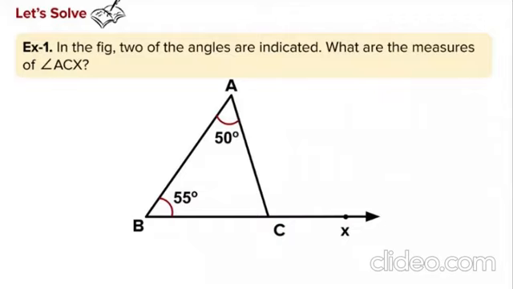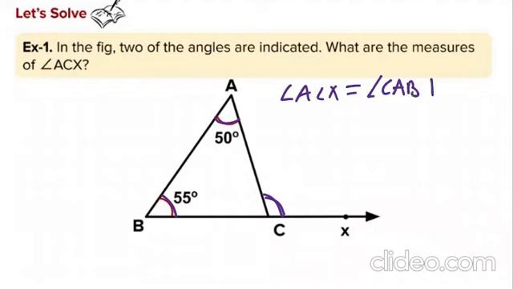Now, the question says in the given figure, two angles are indicated. What is the measure of ACX? So you look over here. We have to find the value of this one. Correct? It is an exterior angle. Now we know that exterior angle ACX will be equal to the sum of the interior opposite angles. What are interior opposite? Angle A and angle B. What is it? Angle CAB plus angle ABC. Correct?